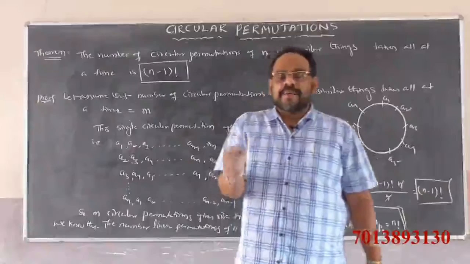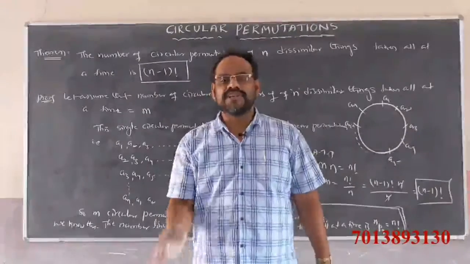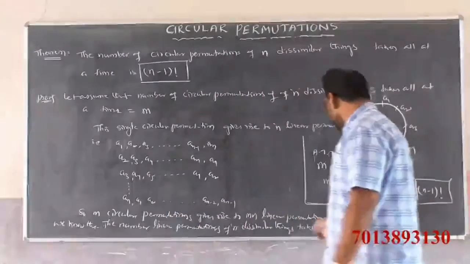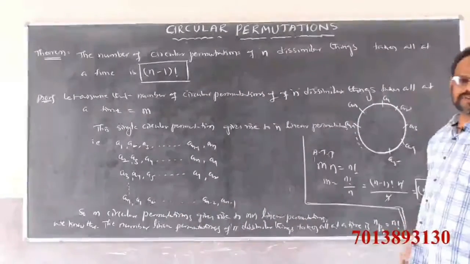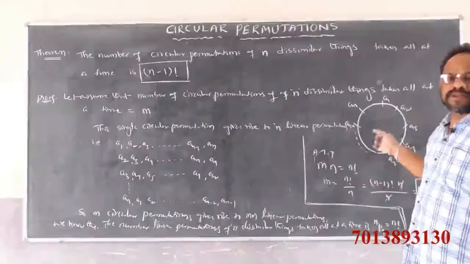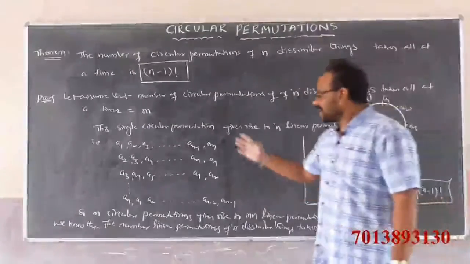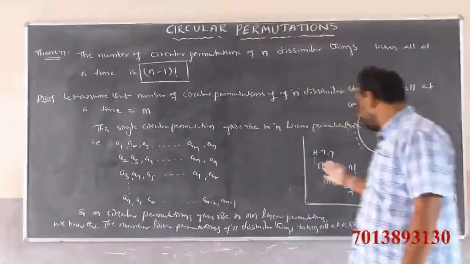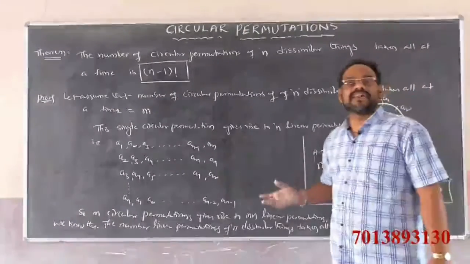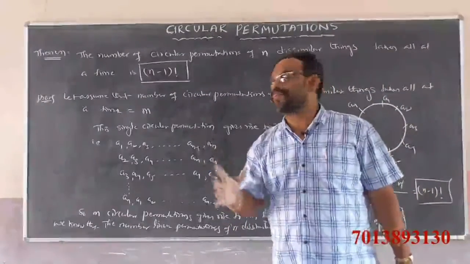We know that the number of linear permutations of n dissimilar things taken all at a time is nPn, which is nothing but n factorial. But according to the problem, m into n linear permutations is equal to n factorial. We want m. Here m means the number of circular permutations of n dissimilar things taken all at a time.